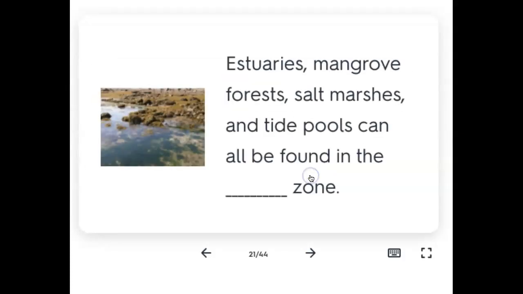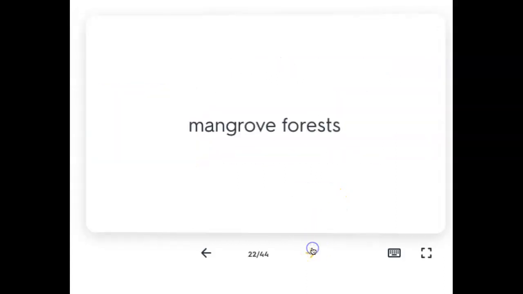The intertidal zone is going to be up at the beach, and you're going to have a lot of different habitats that can be found in the intertidal zone. And so that's going to include estuaries, mangrove forests, salt marshes, tide pools. So all those are different types of habitats, but they're habitats that can be found in the intertidal zone.